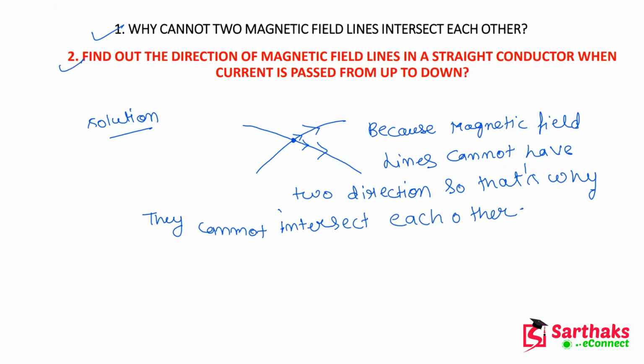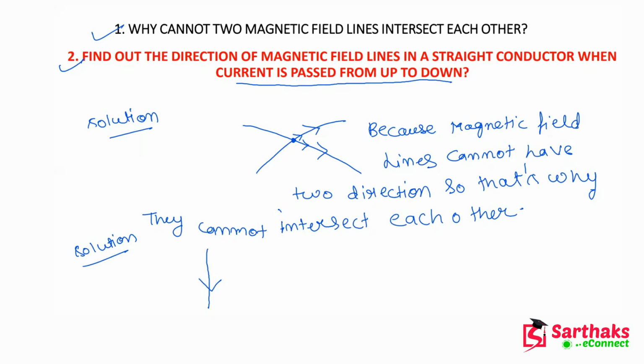Now let's talk about the second question. Find out the direction of magnetic field lines in a straight conductor when current is passed from up to down. So it is very simple. Let me write the solution. Let's suppose this is your conductor, and here it is said that a current is passed from up to down. The current is passed like this.